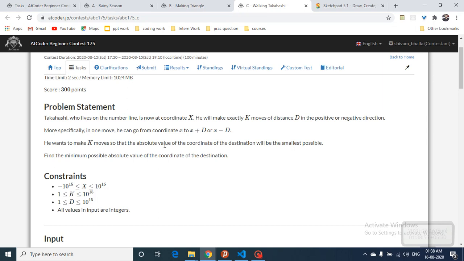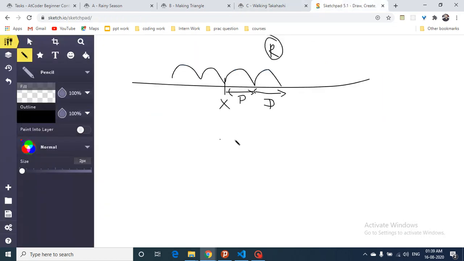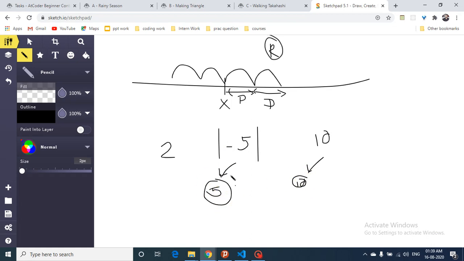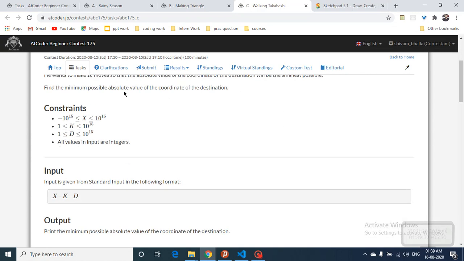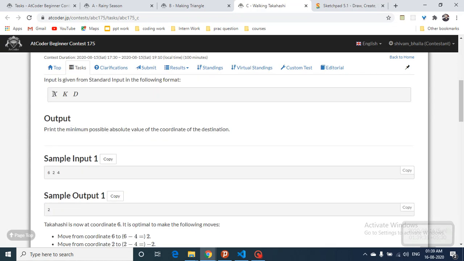This is a typical line, but it means that the destination you reach after these k hops, in the negative or positive direction, let's assume you start at point 2 and then reach point minus 5, or you reach a point of 10. So you will find the absolute value of this destination, which turns out to be 5, or this turns out to be 10. So you will ensure that the destination should be as minimum as possible. That's the whole question, and you have to find the minimum possible absolute value of the coordinate of the destination.